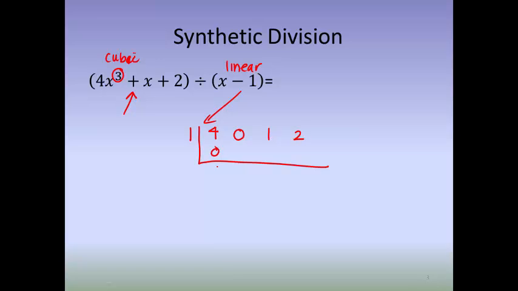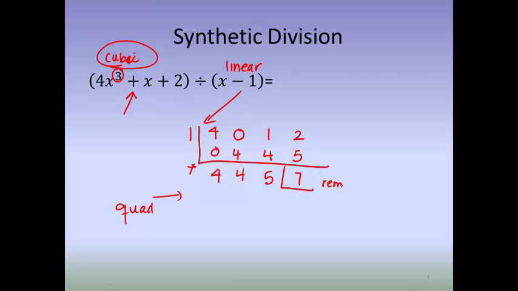When I add down, I get a 4. When we multiply, it's 4. When we add, it's 4. When we multiply, it's 4. When we add, it's 5. Multiply, it's 5. And add, and we get 7. So because we started with a cubic, the result is going to be a quadratic. And this 7 is the remainder.